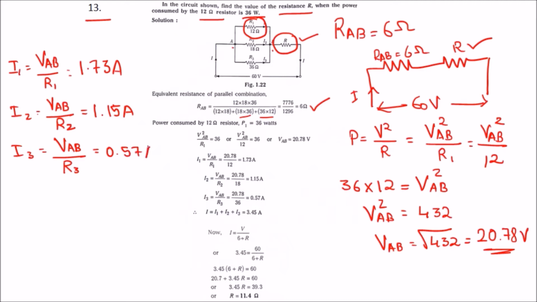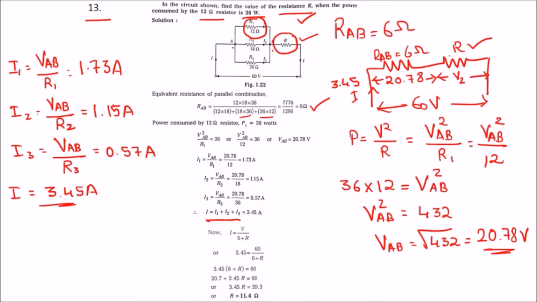So we will get the supply current by adding all the three, that is nothing but 3.45 amps. So this is the formula to calculate the supply current. Now, in the question they have said that we have to find the resistance R. So now we got I is equal to 3.45 and the voltage across this is nothing but 20.78. So this is V2 we have to find.